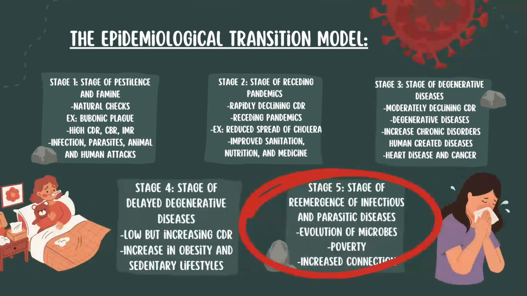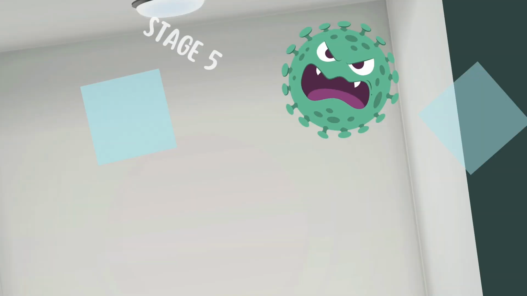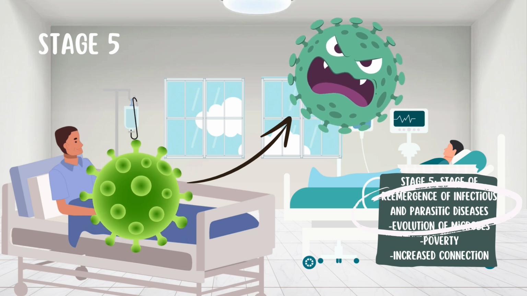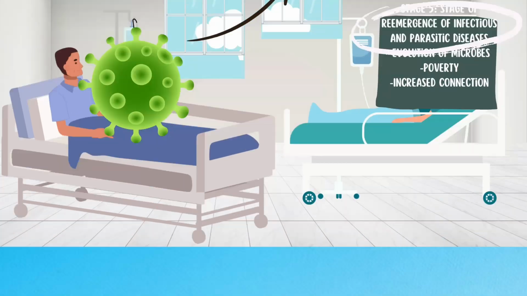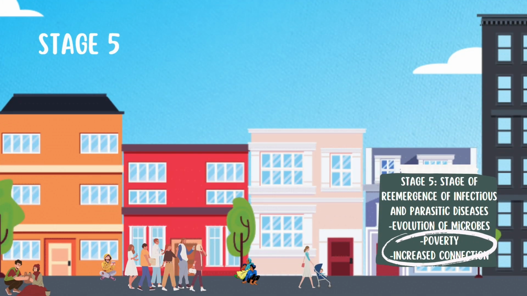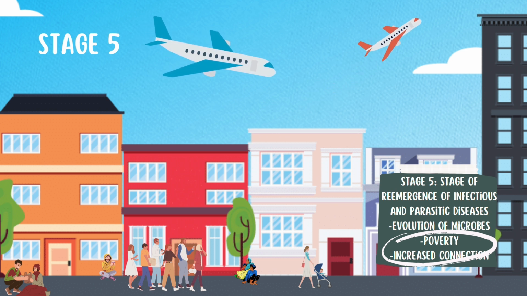The fifth stage of reemergence of infectious and parasitic diseases, is characterized by the reemergence of diseases and an increase in crude death rate. Some experts say there are three reasons for this. The first is the evolution of microbes. Several infectious diseases have evolved and established resistance against antibiotics and medicine used today. The second is poverty. Even though most societies are developed, many areas still have homelessness and poverty. Diseases spread very quickly in these environments because of their unsanitary living conditions. The final reason is increased connections through advancements in air travel, trains, highways, and more. The world is more connected than ever before, and because of this, diseases are spreading throughout the world.